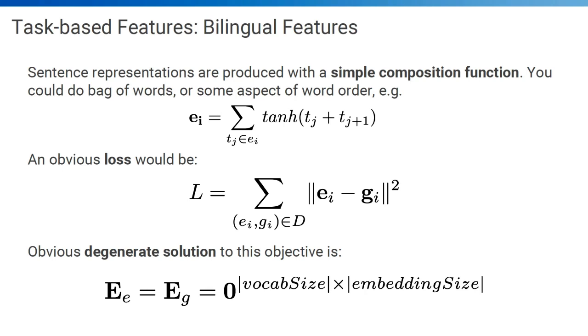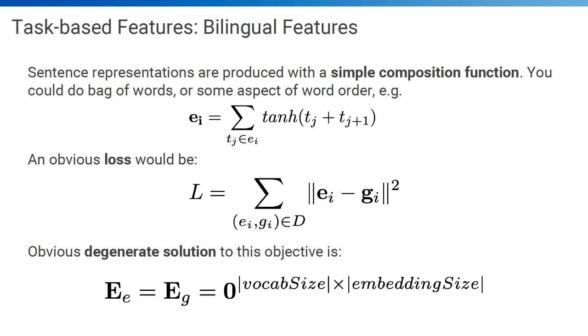So an obvious loss would be simply to minimize the distance between the English vector and the German vector. So if when you compose the word representations, you obtain the same vector, the norm of this overall difference vector goes towards 0. Let me take the squared norm. But this has an obvious degenerate solution.